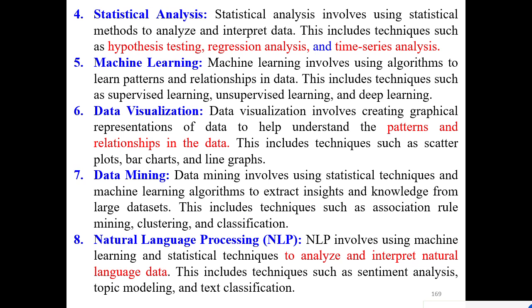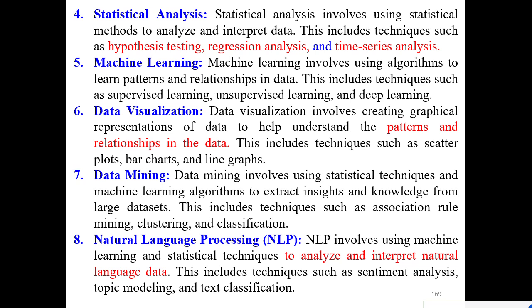Then data visualization involves creating a graphical representation of data to help understand the patterns and relationships in the data. This includes techniques like scatter plot, bar chart, pie chart, heat map and line graphs, etc.